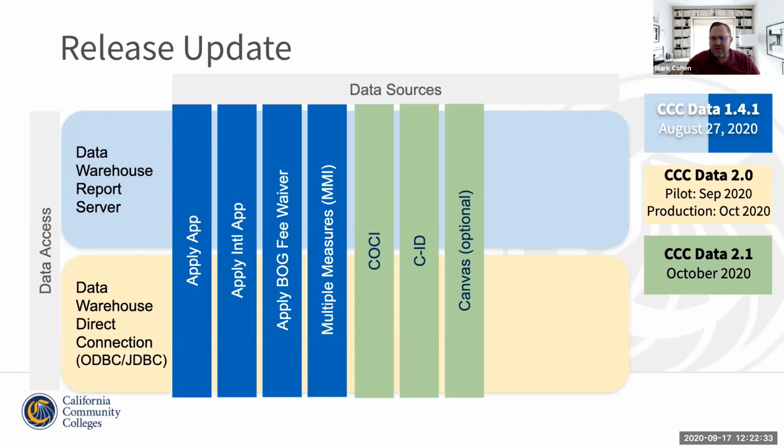There's a question on what is CID. So CID is the course identification system, and the CID system stores the articulations of courses with the CSU and UC systems.